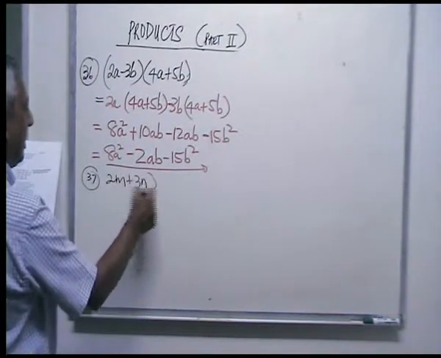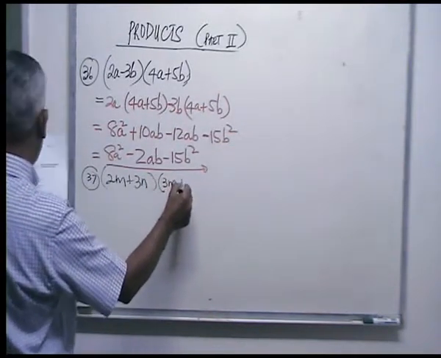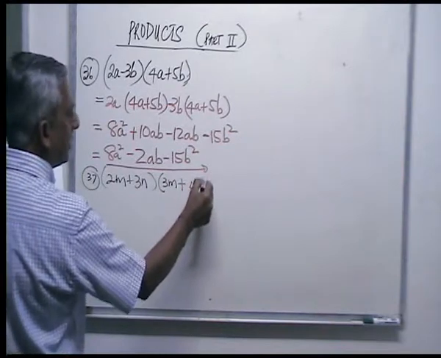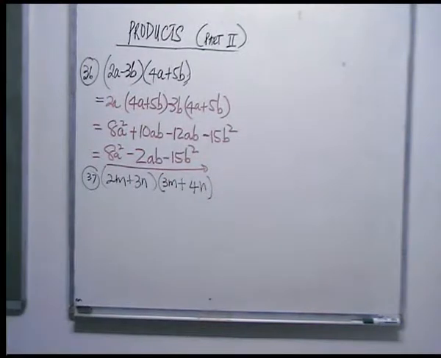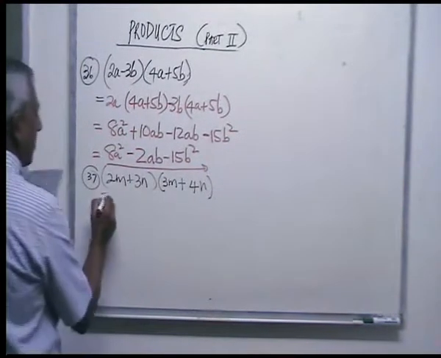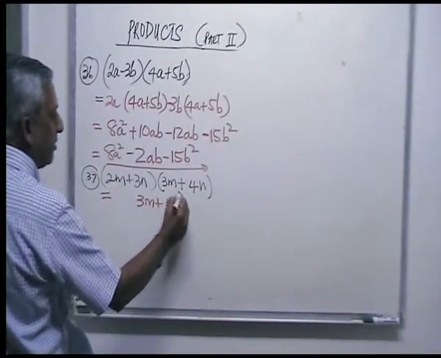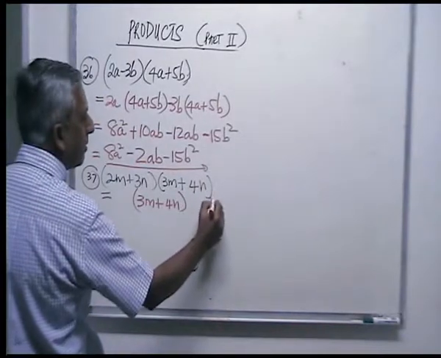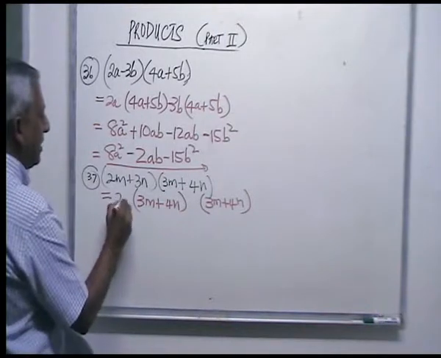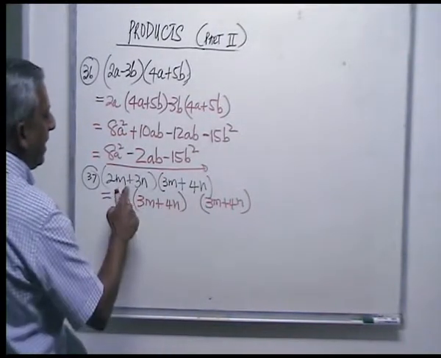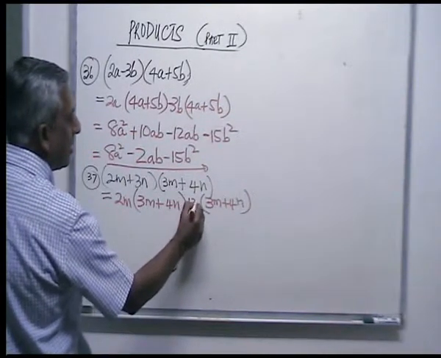2m plus 3n into 3m plus 4n. So if I write answer here, I write my second bracket down, 2 times. In the front here I write 2m, in the middle here I write plus 3n, plus 3n.